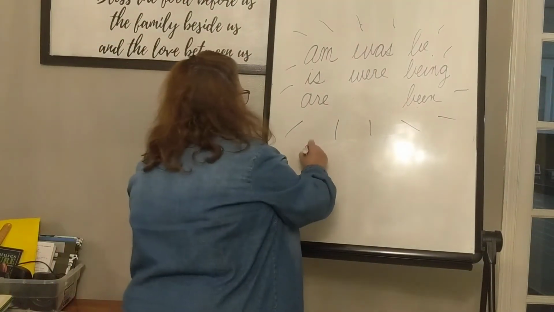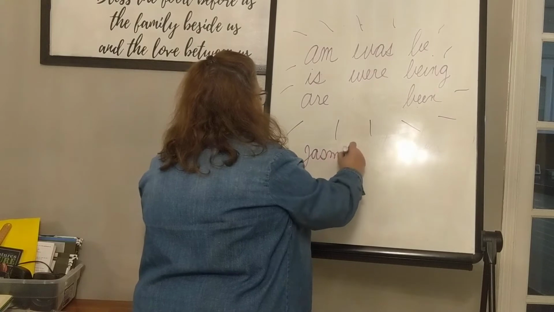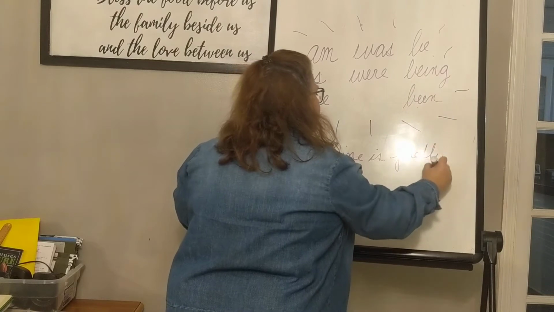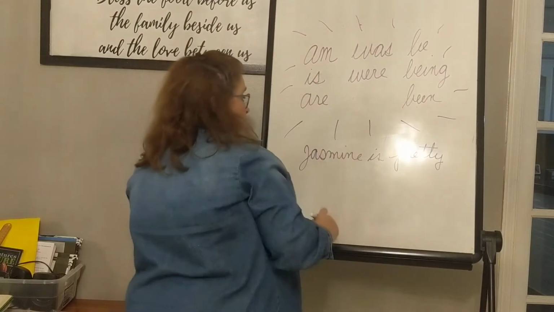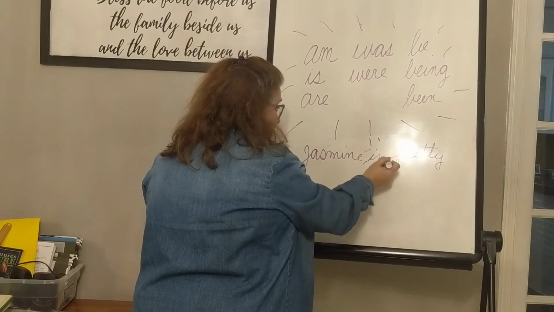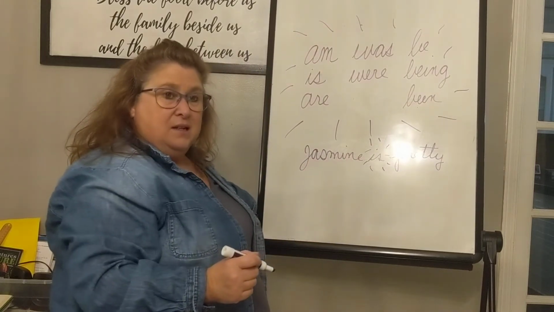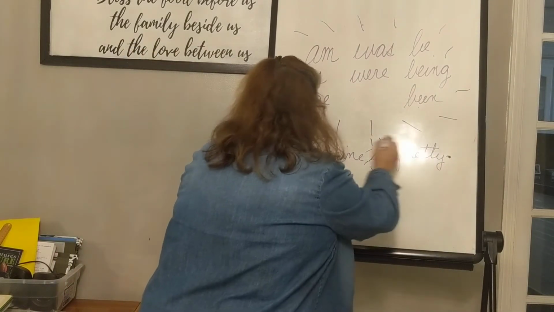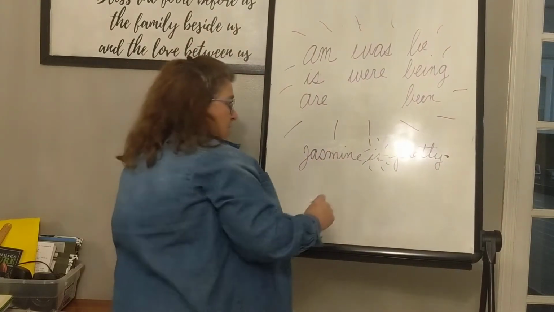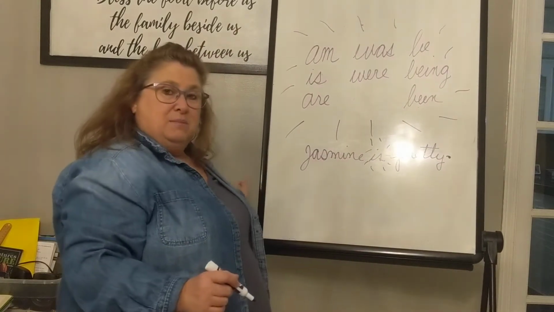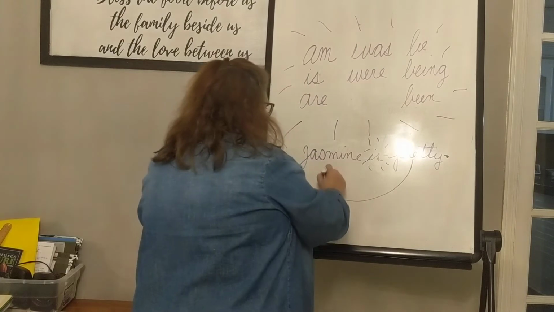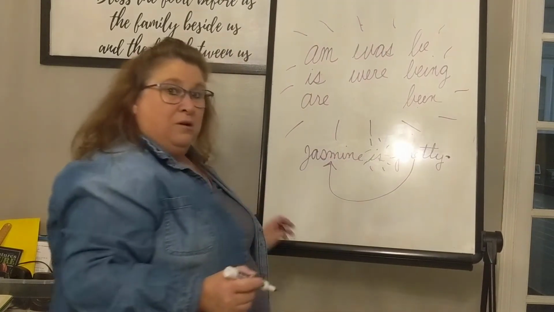Let me give you an example. If we have the sentence, Jasmine is pretty. First of all, we have a linking verb. That linking verb should automatically be blinking at us. Is, is. So we're going to look in the predicate part of the sentence and see if there is a word that describes our subject. Pretty. Does pretty describe Jasmine? Pretty Jasmine. Yes, it does. So pretty is a word that goes back and describes our subject.